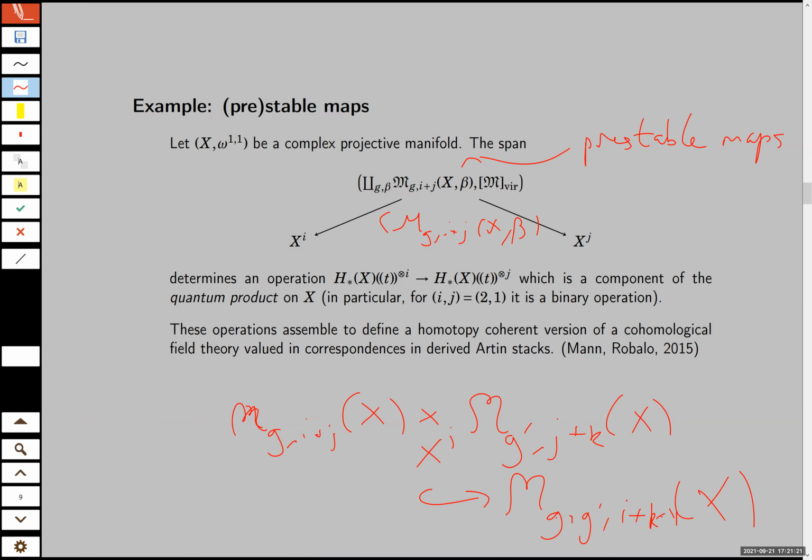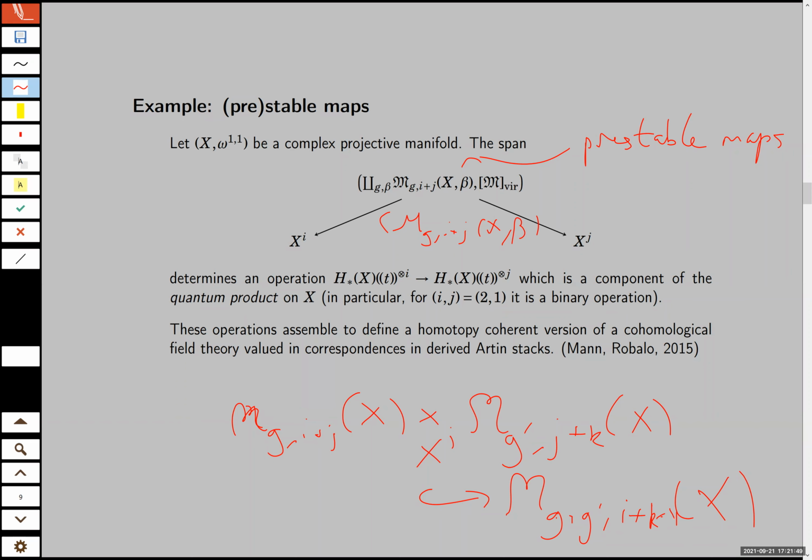Right. This means that the product structure exists at the level of these stacks. If you go to stable moduli spaces, then there's an additional stabilization procedure, which means that this algebraic structure will not actually define a cohomological field theory valued in correspondences. So this is a very sketchy example. I've omitted many of the details, but this was worked out.